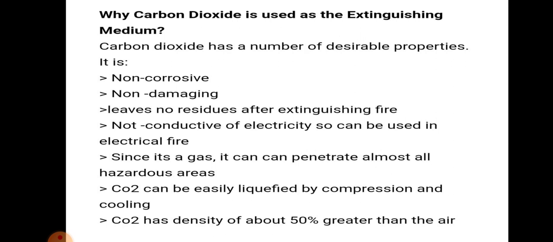Why is CO2 used as an extinguishing medium? For that we need to understand some desirable properties of CO2. They are non-corrosive, non-damaging, leave no residues after extinguishing fire, and not conductive of electricity, so can be used in electrical fires. Since it is a gas, it can penetrate almost all hazardous areas. CO2 can be easily liquefied by compression and cooling, and has a density about 50% greater than that of air.